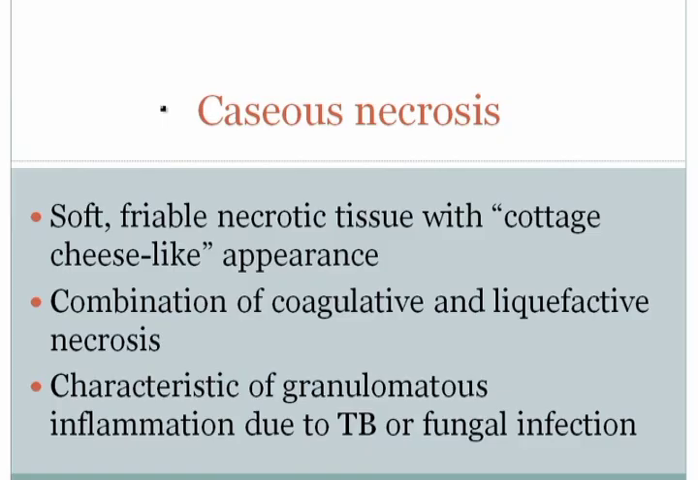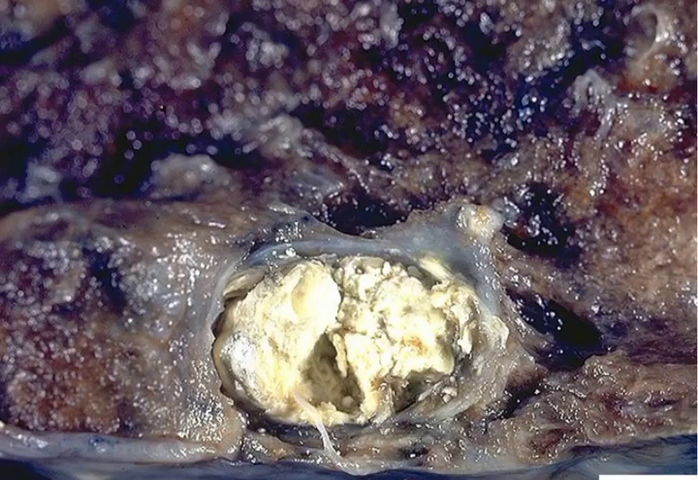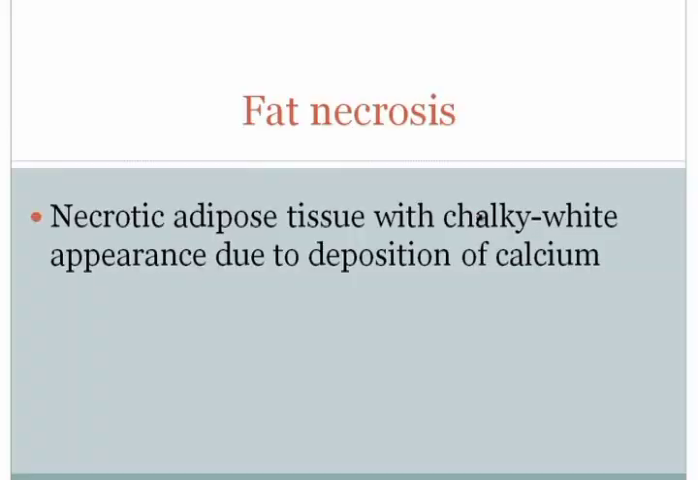And what thickens the soup? The wall of fungus, i.e. fungal infection, or mycobacterium, like TB. So this is really what results in caseous necrosis. It's characteristic of TB and fungal infection, in particular the granulomatous inflammation seen with fungus and TB. This is a classic example of caseous necrosis, outlined here in red. This is the white cottage cheese appearance of caseous necrosis.